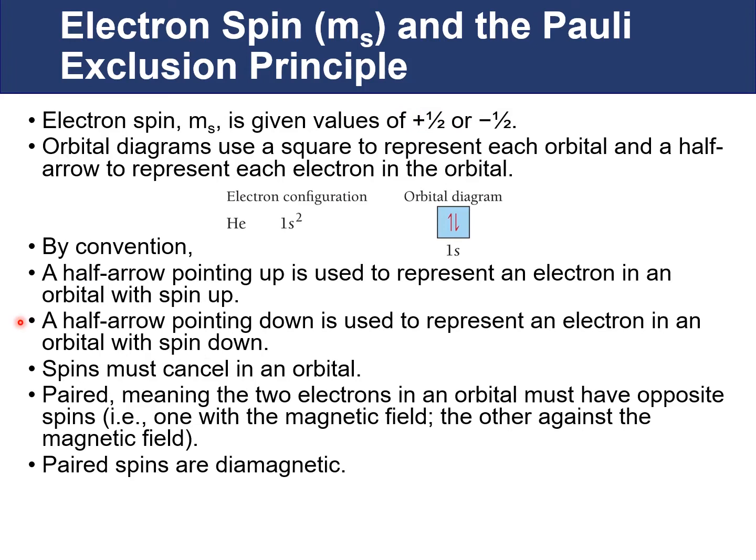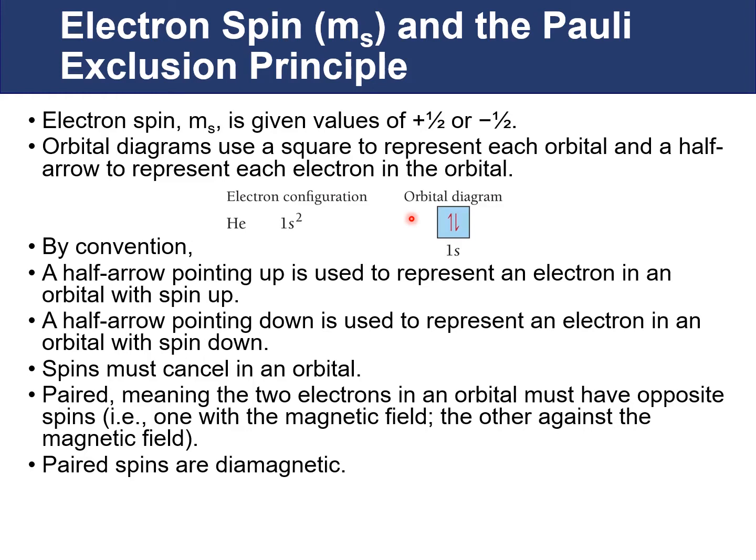If, on the other hand, we have a half arrow that is pointing down, that is used to represent an electron in an orbital that is spin down, or has an m sub s value of minus 1/2. Now, because each electron has its own unique set of 4 quantum numbers, we can't have a situation where 2 electrons in an orbital are both plus 1/2. The orbital itself is described by our first 3 quantum numbers, the n, l, and m sub l.